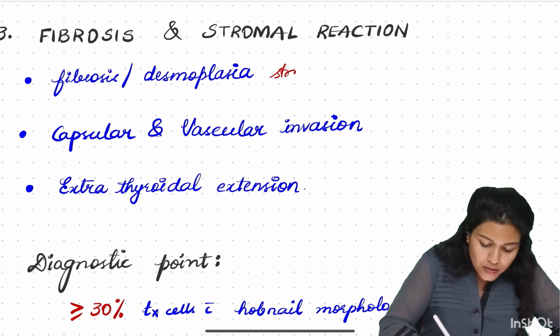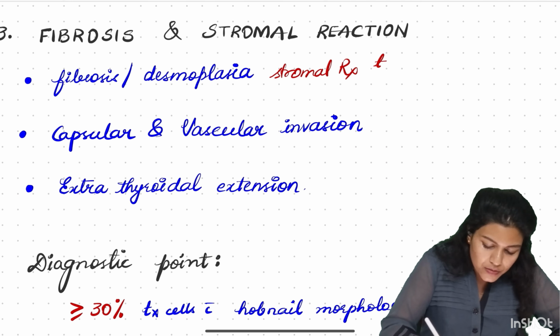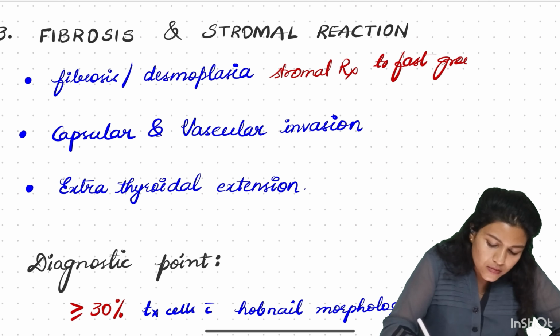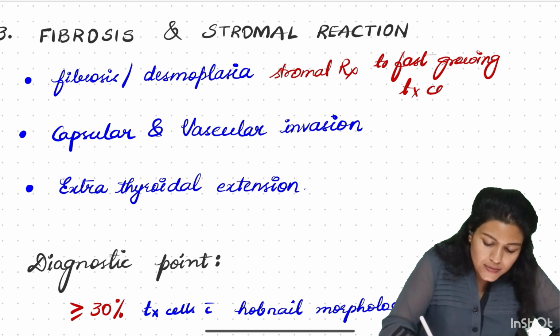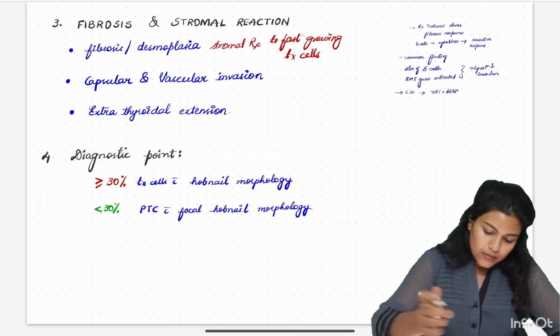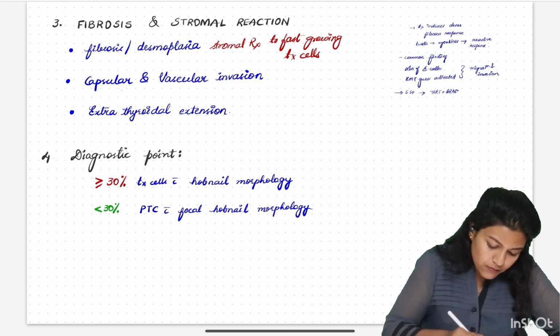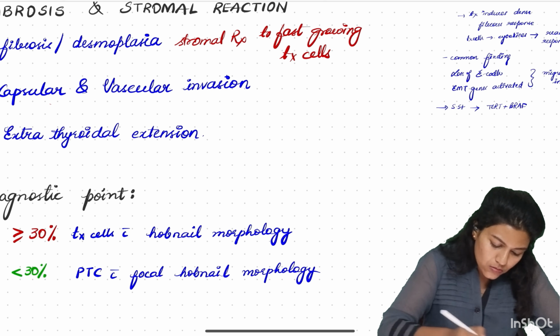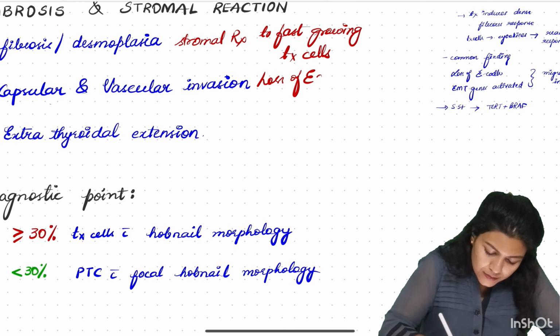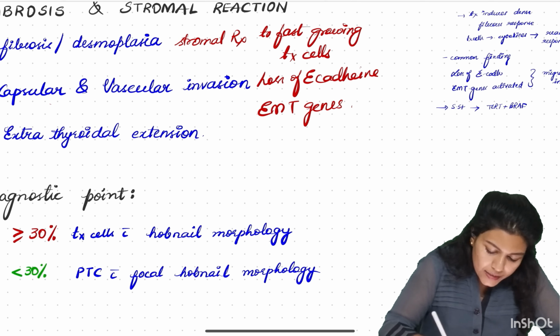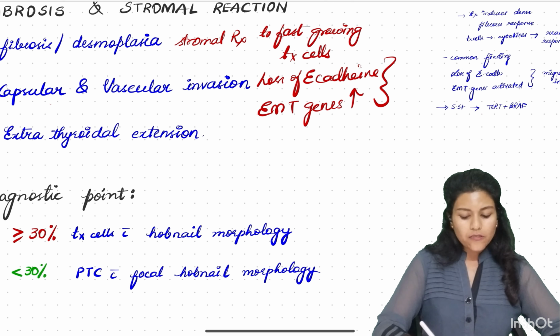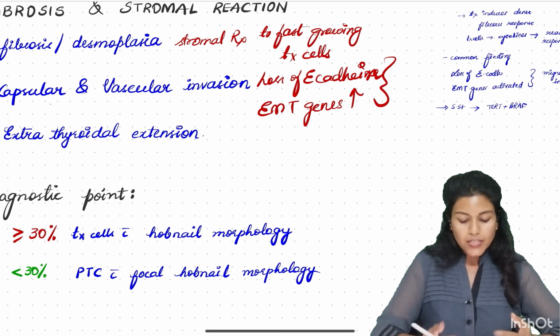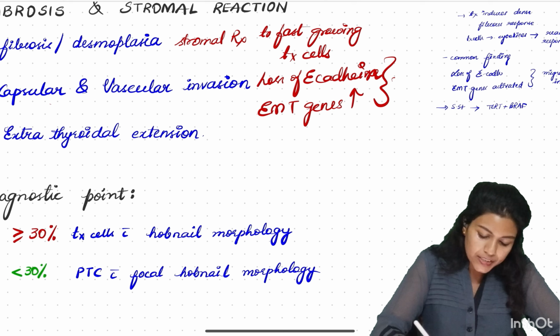It is a stromal reaction to fast growing tumor cells. And there can be capsular vascular invasion. So there is loss of E-cadherin, and epithelial mesenchymal transition genes are activated. Loss of E-cadherin means the cells will disperse. Epithelial mesenchymal transition means they will migrate. So all this will help in migration of the tumor cells.